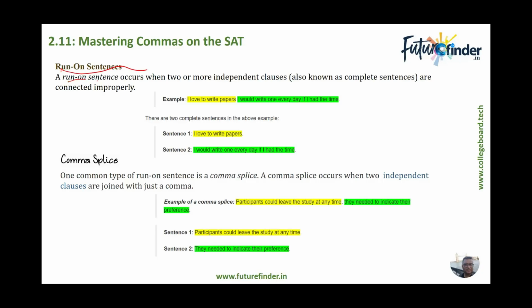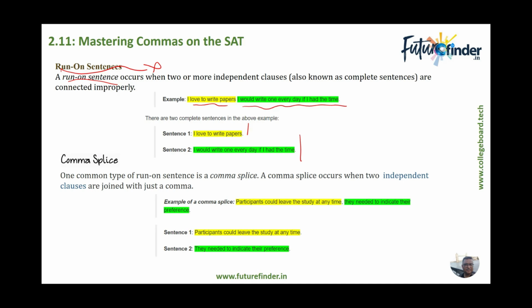A run-on sentence is basically an incorrect sentence which is formed by incorrect uses of punctuation. So let's look at an example. I love to write papers. I would write one every day if I had time. These are two independent clauses. Sentence 1, I love to write papers. Sentence 2, I would write one every day if I had time.